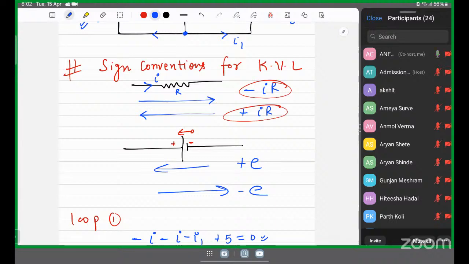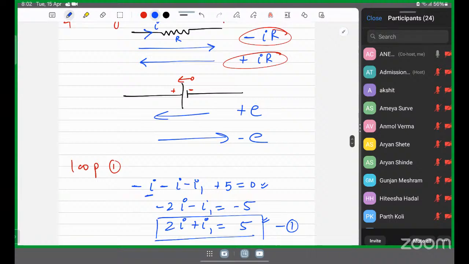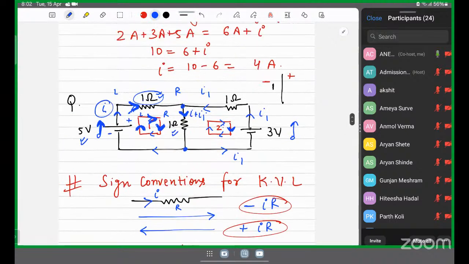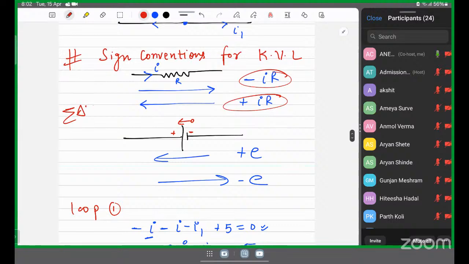Yes, sir. Sir, where do the 5 and 3 in the equation come from? 5 is the EMF of the cell. What was the second law? The second law was that the net change in potential in a loop of a closed circuit is 0.